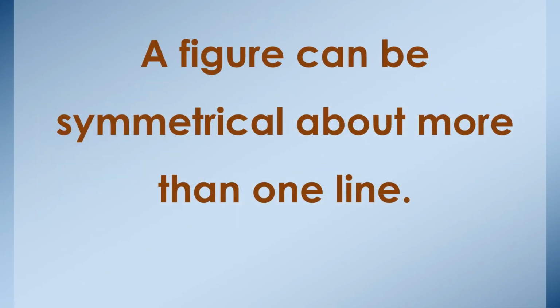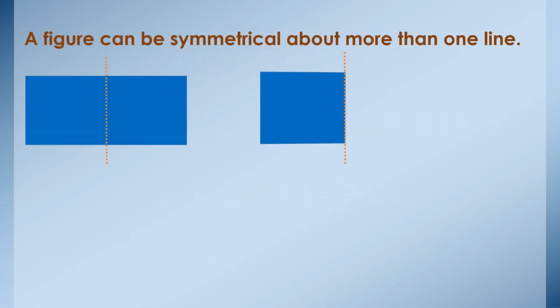A figure can be symmetrical about more than one line. Let us understand the same example of rectangle. If we draw a vertical dotted line in the middle of the rectangle, one side of the rectangle falls exactly on the other side of the rectangle. So, rectangle is said to be symmetrical.